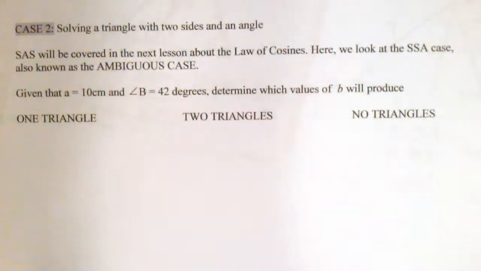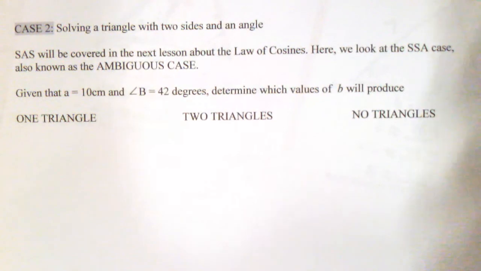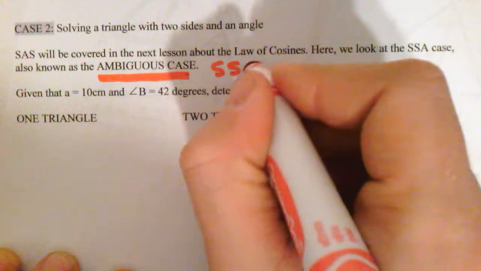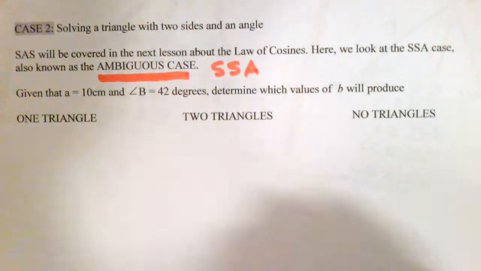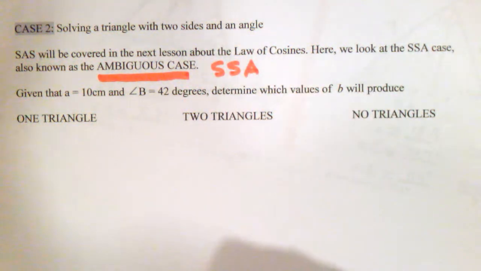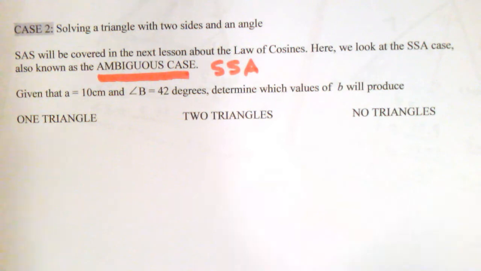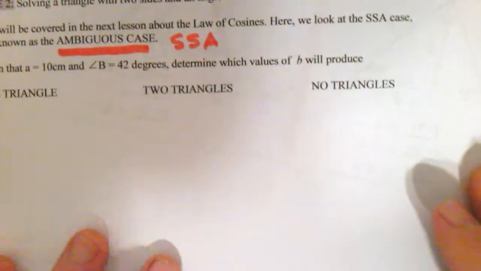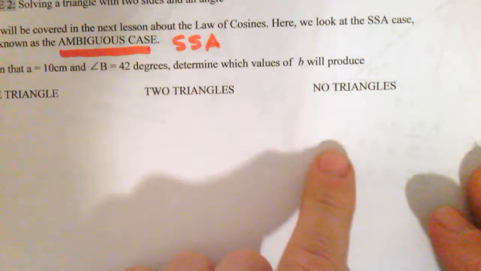This is the hardest part of working with the law of sines. It's something called the ambiguous case, called side-side-angle, meaning that you've got an angle and then you've got two sides, but the angle is not between the two sides. Now sometimes when this happens, you don't get any triangles at all.